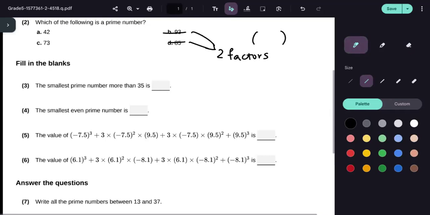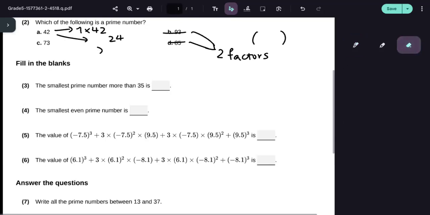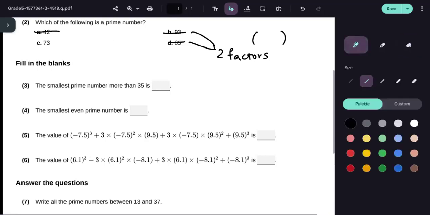Okay, now comes the tricky one. We have 42 and 73. Now 42 we also know is out because 1 times 42, we still have what? Yes, 2 times 24. What else? 6 times 7. You see there are so many factors of 42. So this one is also confirmed out.